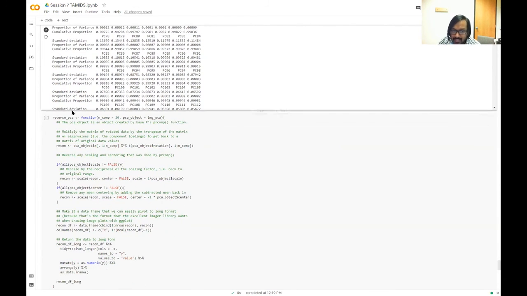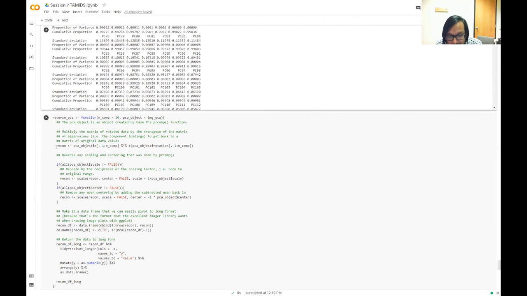Good. So this function is a very involved function, but all it does is it reverses the PCA. Remember, we took the original data, we put it in a wide format, we normalized it, and we scaled it, and we performed PCA to get the transformed values. That means the PCA values. This function, our reverse PCA, simply retraces its steps back.